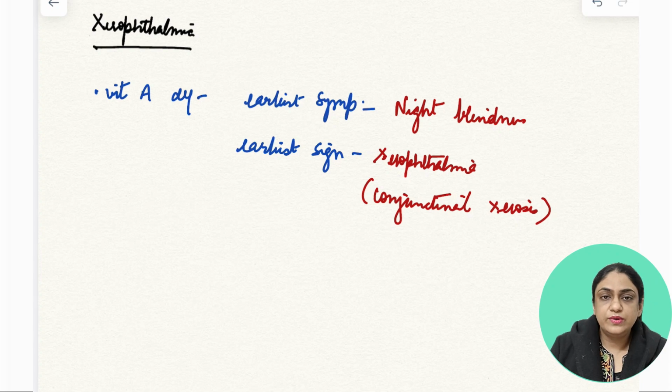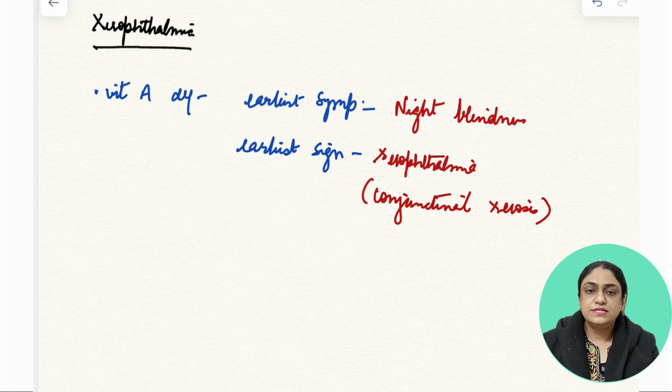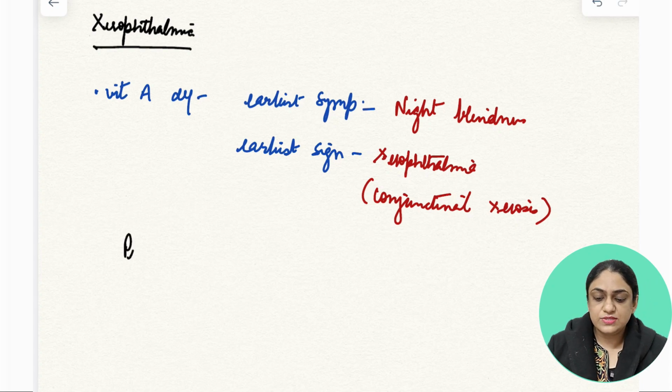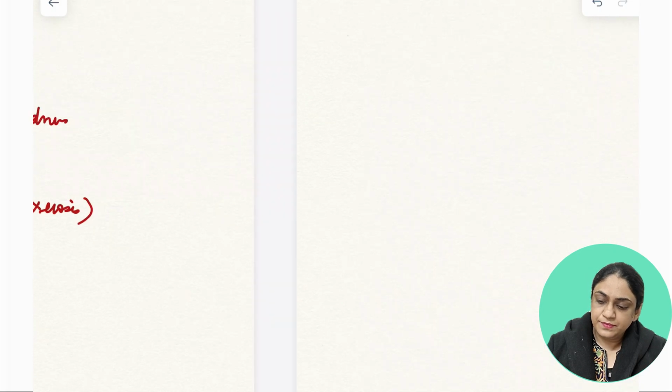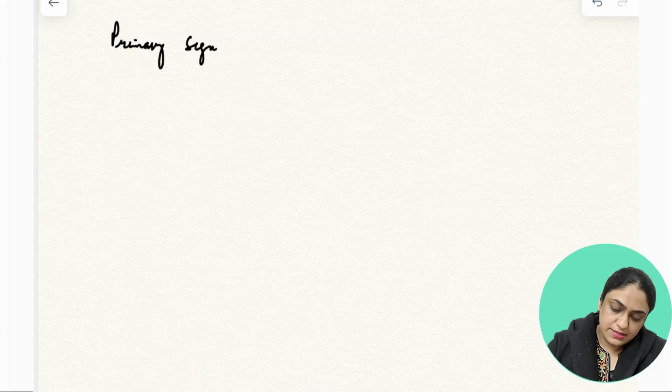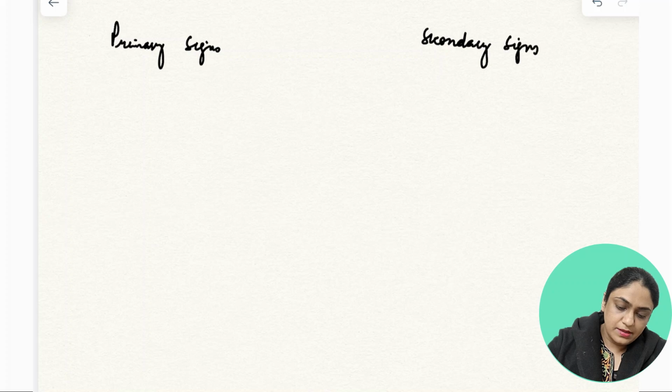Dryness over conjunctiva, or conjunctival xerosis, is the earliest sign. In xerophthalmia there are some primary signs. Let's take this to another page. There are some primary signs and there are some secondary signs.